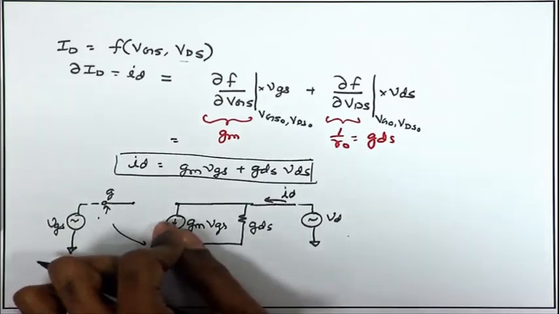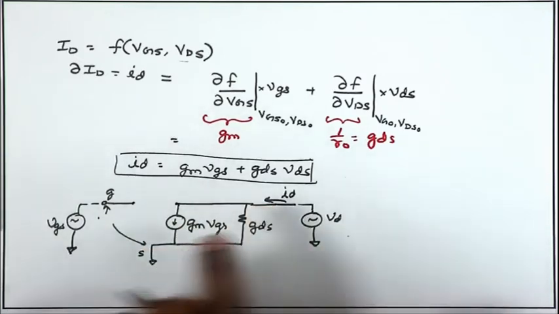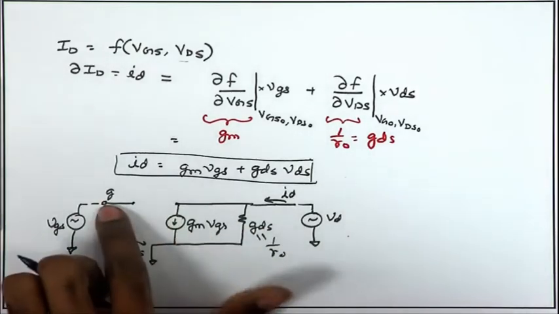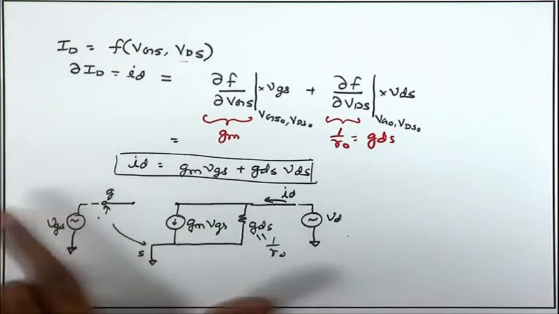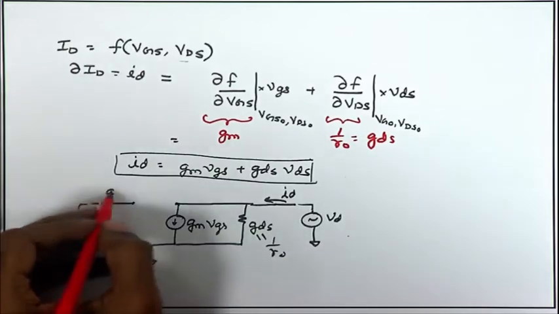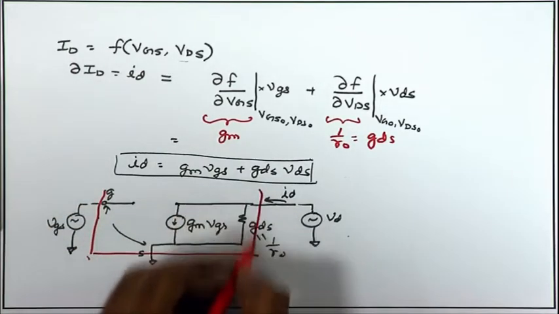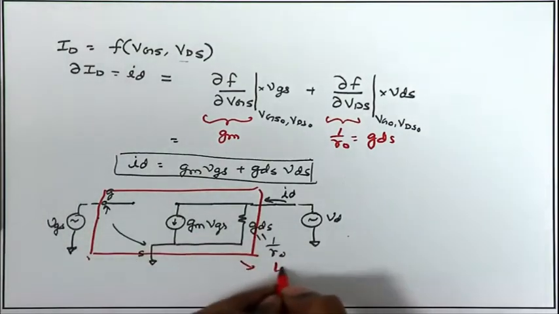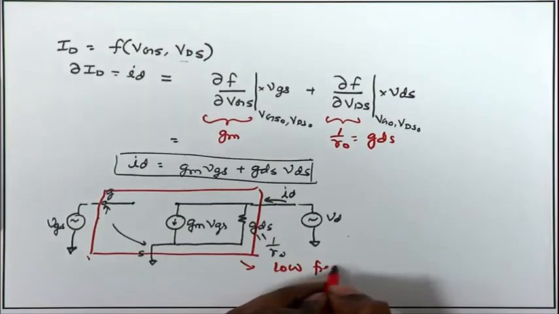While obtaining Gm, we considered Vd was constant, and while obtaining GDS or Rho, we assumed that the Vg was constant. And finally, we took superposition of these two small signal parameters, combined them to get the overall small signal parameter for a MOSFET. So, this completes our small signal model of the MOSFET at low frequencies. So, this is the low frequency small signal model.